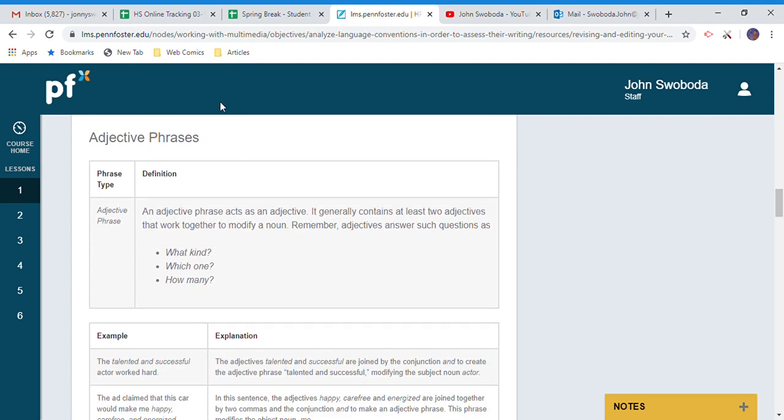An adjective phrase. I might be moving a little fast. I'm sorry for that. But I don't have any excuse. I'm just moving too fast. I'm sorry.